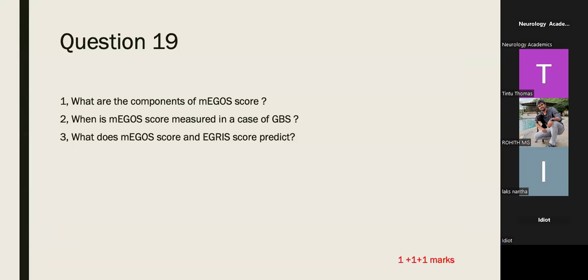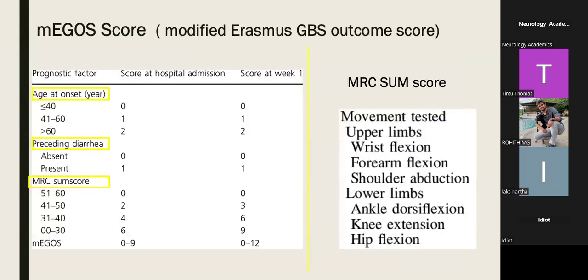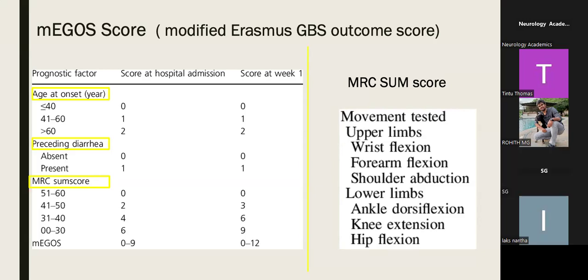Question 19 was about the MIGO score. The components of the MIGO score, or the modified Erasmus GBS outcome score, are age at onset, which is divided into less than 40, 41 to 60 and more than 60. And then preceding diarrhea, whether it was present or absent. And then MRC sum score, for which the movements tested are in the upper limbs wrist flexion, forearm flexion, and shoulder abduction, and in the lower limbs ankle dorsiflexion, knee extension, and hip flexion.